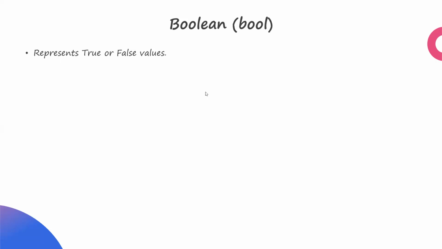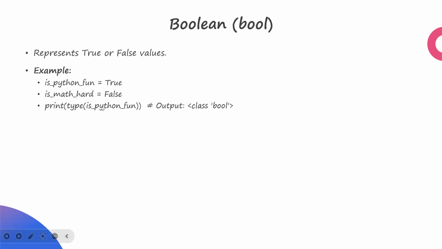So Boolean represents true or false. If you have any data that is either true or false, yes or no, that will just have these 2 values, you will represent it as a Boolean like this. Is Python fun? It's either yes or no, so it's either true or false. Is math hard? It's either true or false. When you print out the data type of it, it is going to be a Boolean. You have seen this several times.